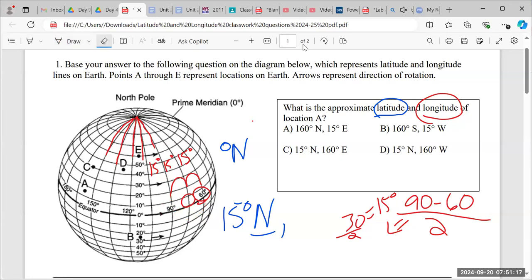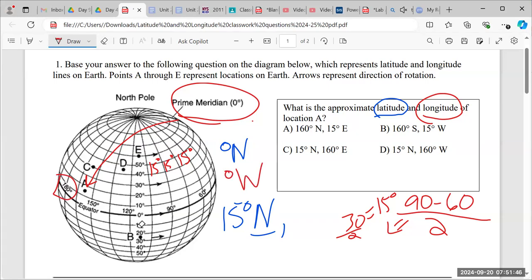Now that we know that, let's take a look. The prime meridian is right here, and A is to the left of the prime meridian. So is it degrees east or degrees west? Well, it's to the left of the prime meridian, and it does not cross 180. So that means my longitude has to be degrees west.